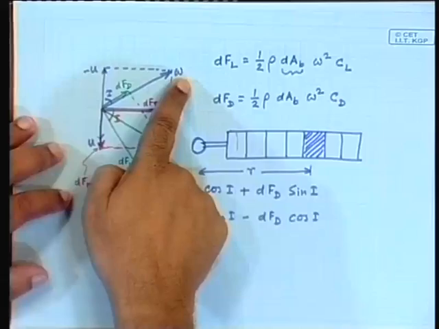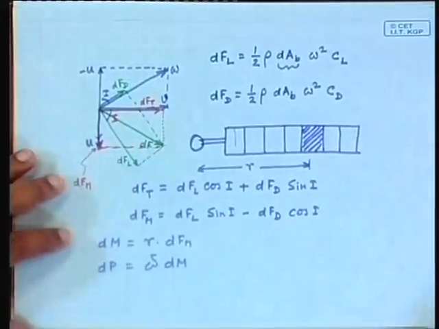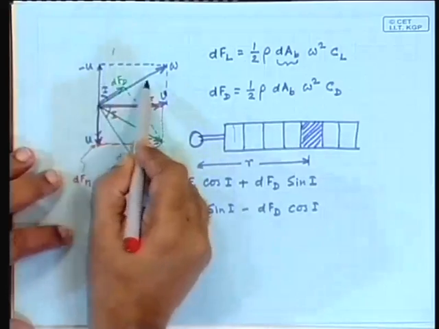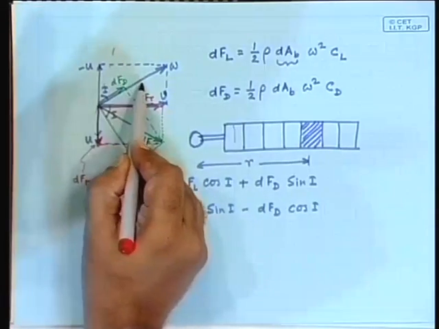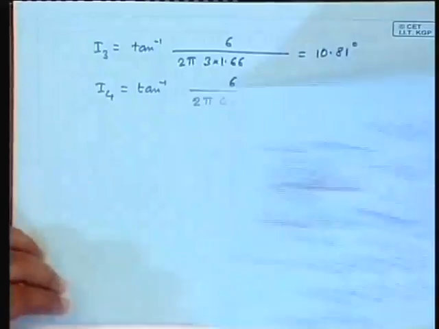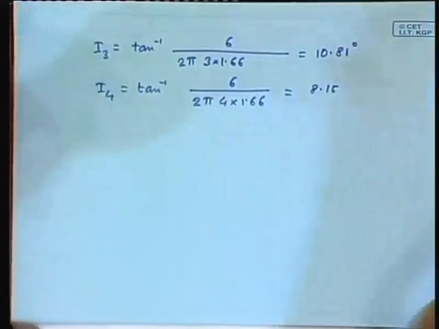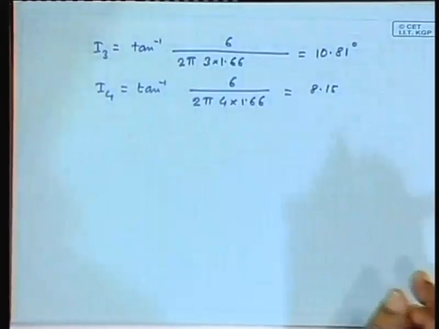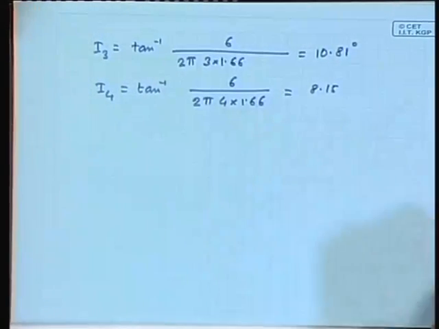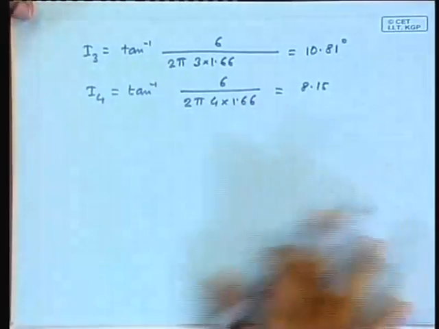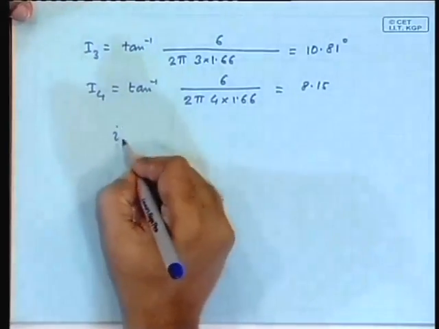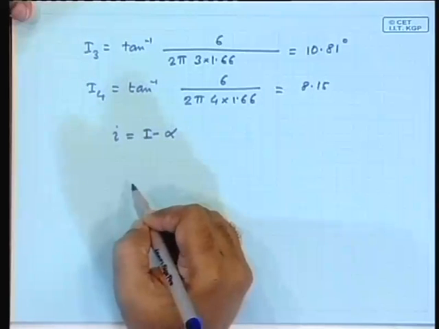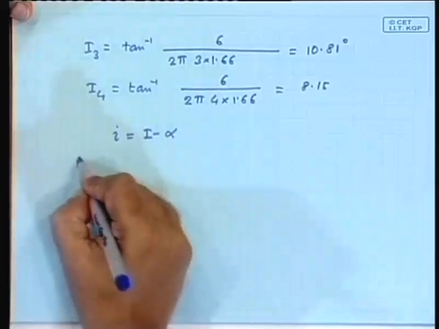So, we will need to subtract the angle of the chord. Say, if the chord is at this angle, you have to subtract this angle in order to get the angle between the chord line and the relative wind. So, what was the pitch angle? I have already given in the problem, 5 degrees. So, we have to subtract 5 degrees. Clear? So, small i, the angle of attack, is capital I minus the pitch angle.